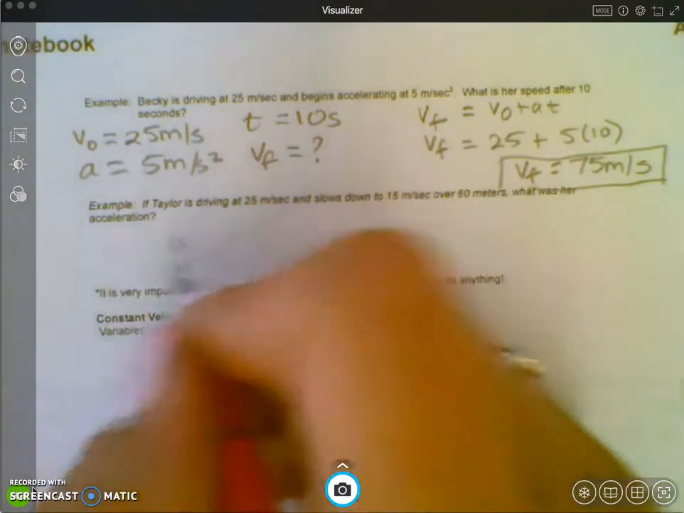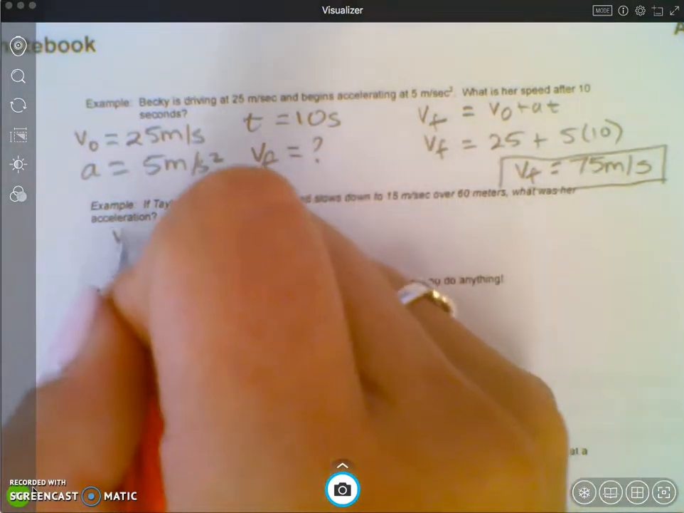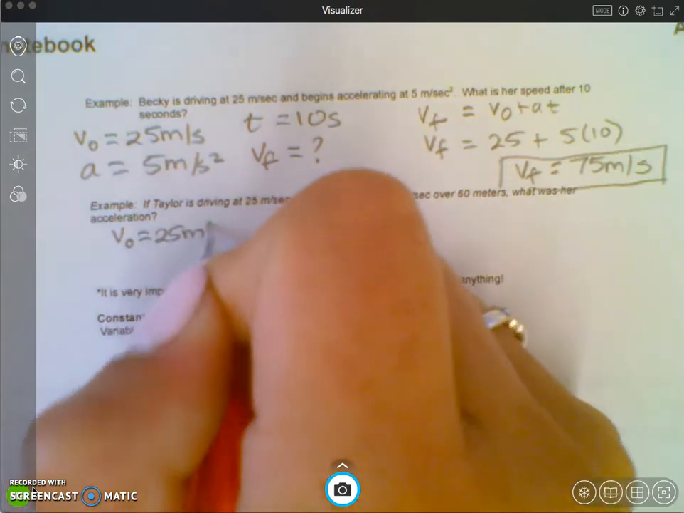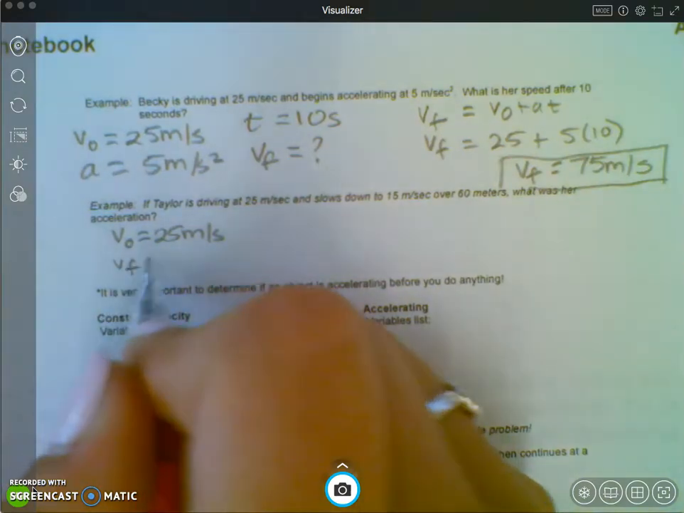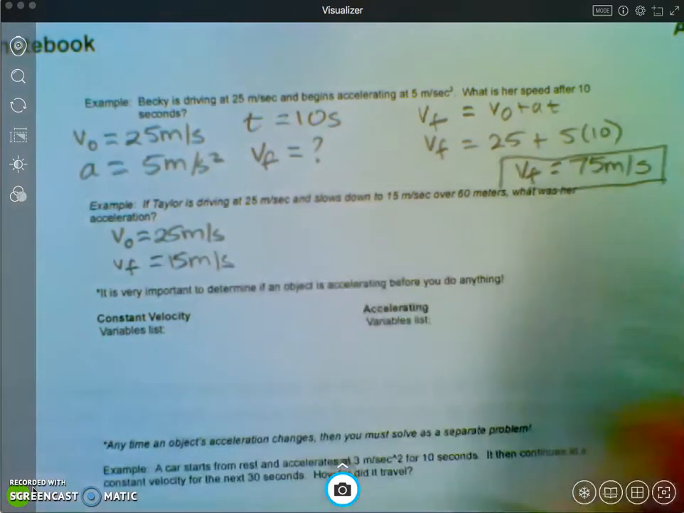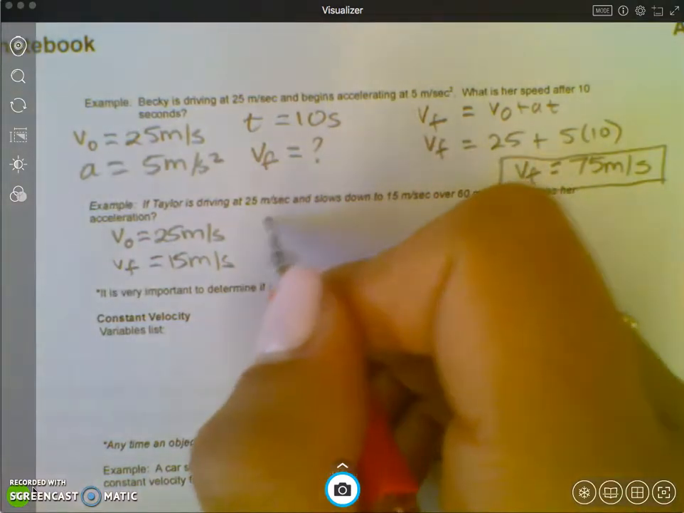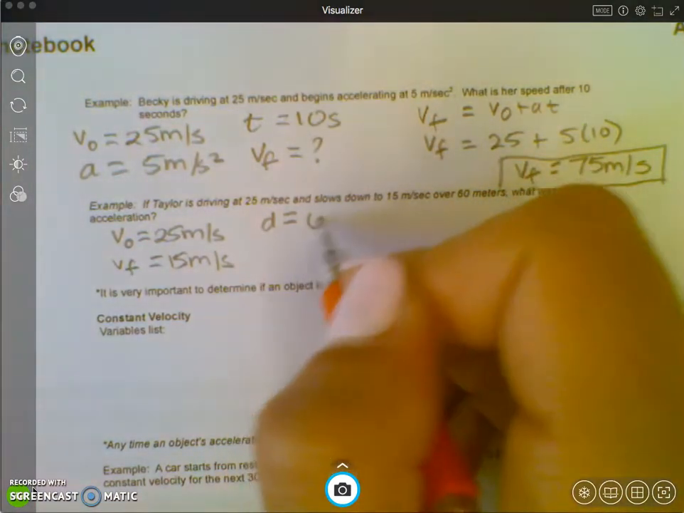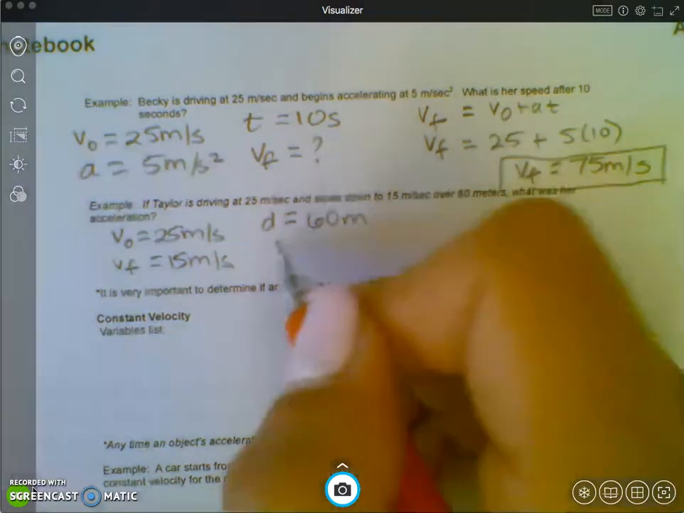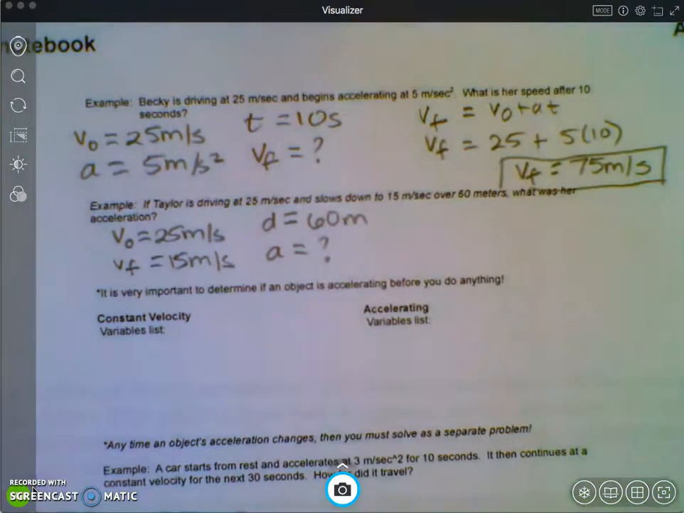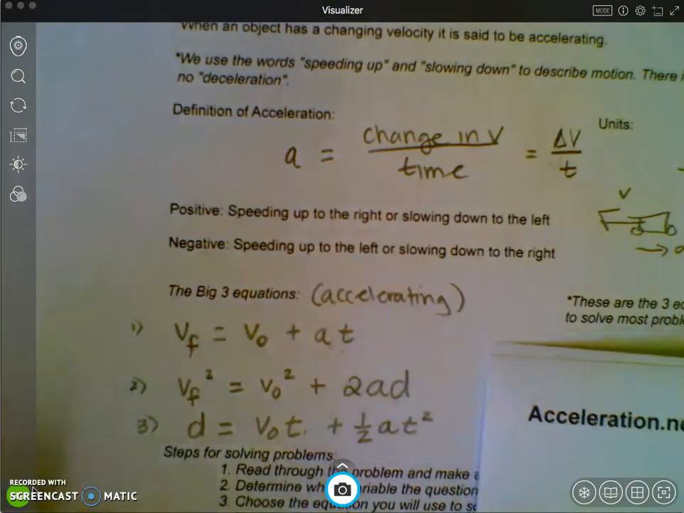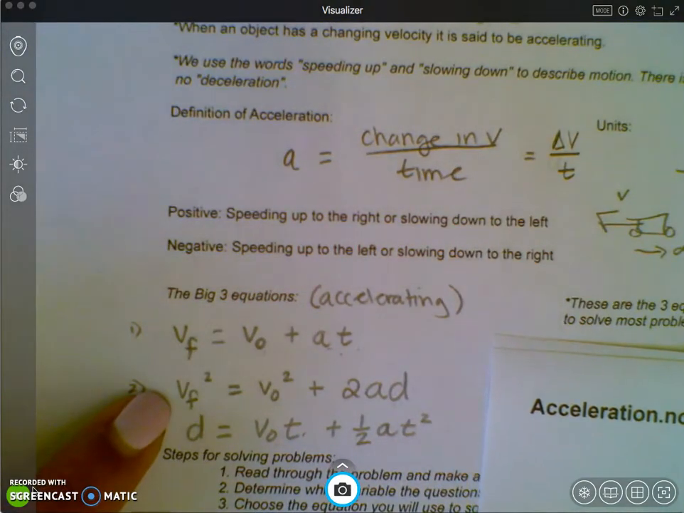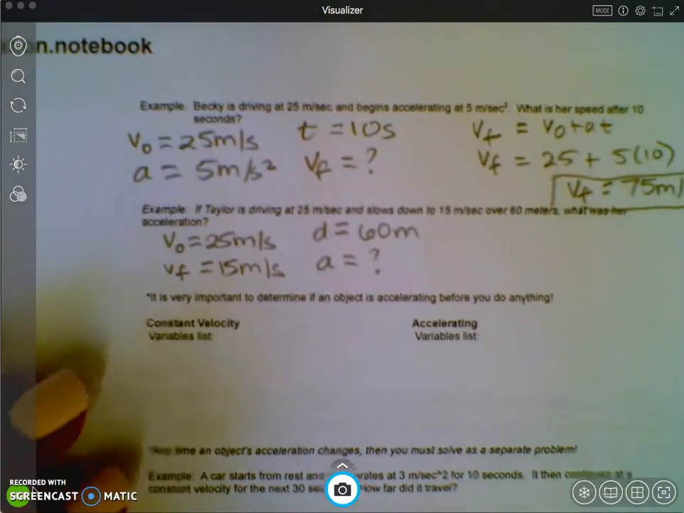All right, so here we go. So if Taylor's driving at 25 meters per second, that should be your initial velocity. Okay, slows down to 15 meters per second. That's the final velocity. Over 60 meters, I can tell that that is a displacement because of the unit. What was her acceleration? The only thing that I'm missing from my variable list is time. So I'm going to go ahead and pick the second equation because I don't care to find the time and I don't have it. So that's how I choose.